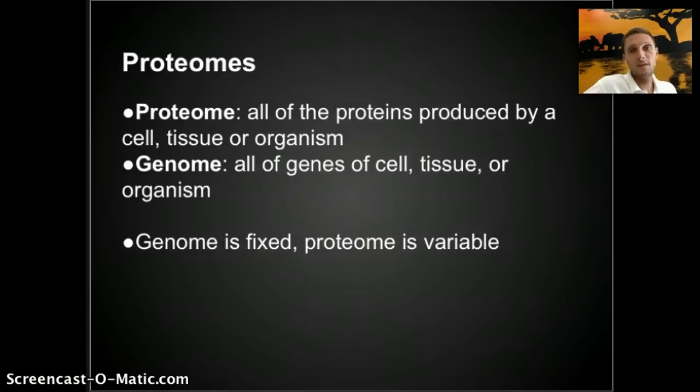The genome is fixed, meaning it can't be changed. I suppose mutations could cause it to change, maybe exposure to radiation. But the proteome is variable. The genome is fixed, the proteome is variable. The proteome of each individual is unique due to differences of activity and small differences, mutations of the amino acid sequence. Each person has a unique proteome, including identical twins with the same age. So identical twins are going to have slightly different proteomes.